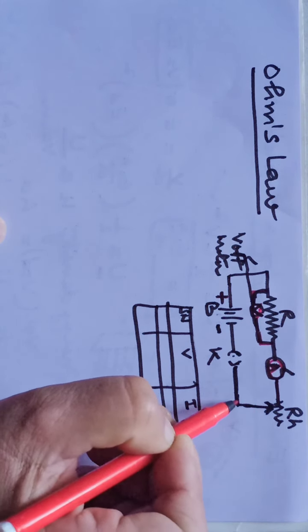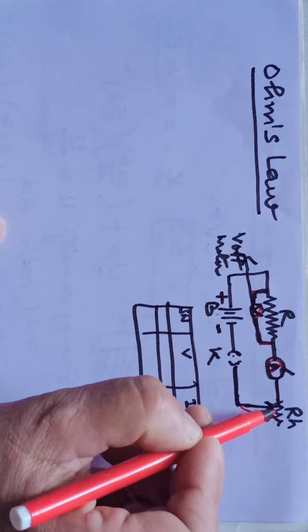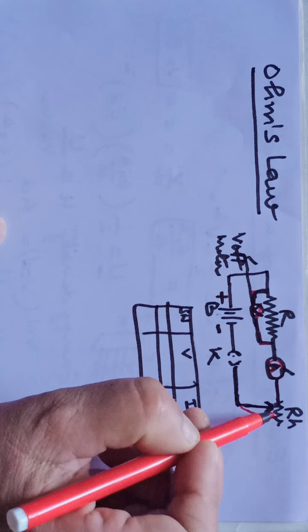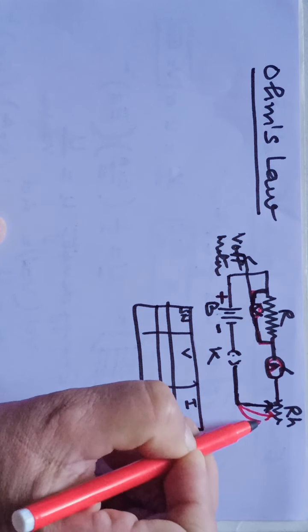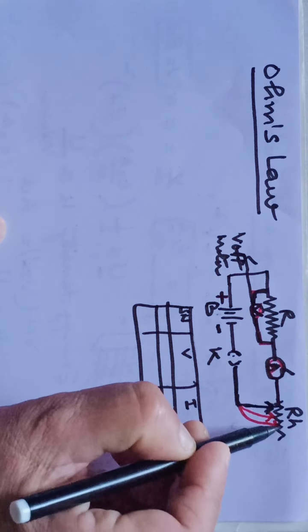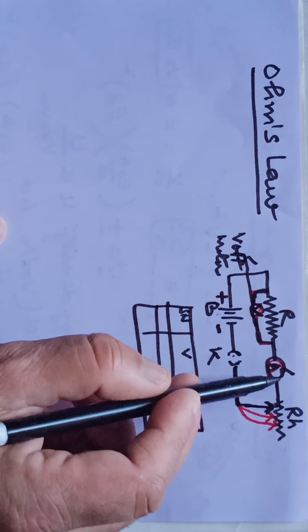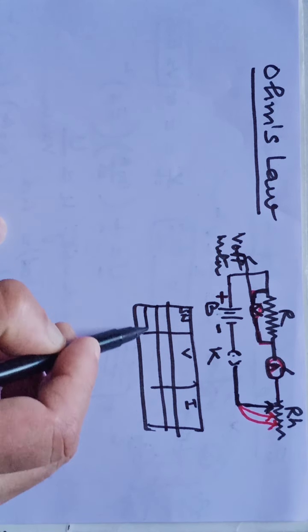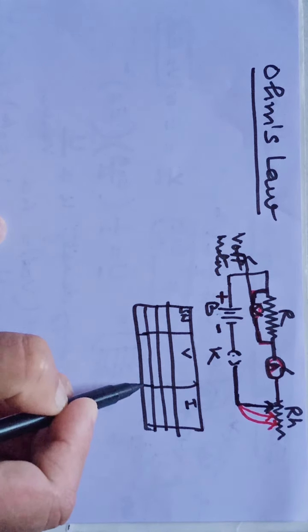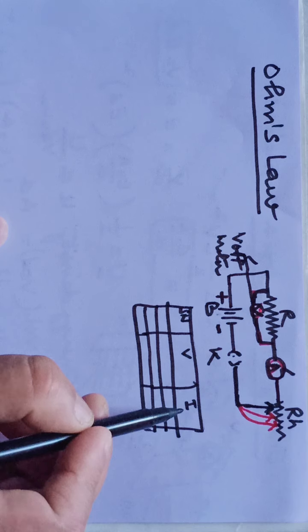Now if we connect the rheostat here, then automatically the voltage changes. Then we can again change the wire here. So by sliding the wire on the resistance, we can change the voltage as well as current. So we get a set of readings here of voltage and corresponding current.